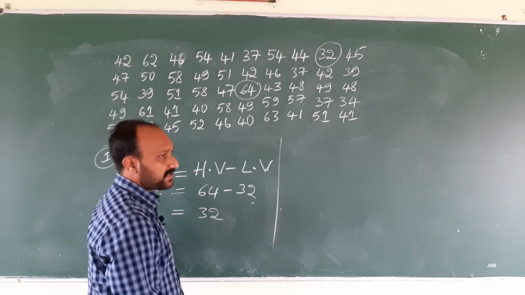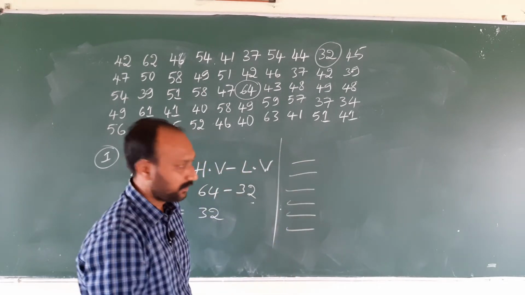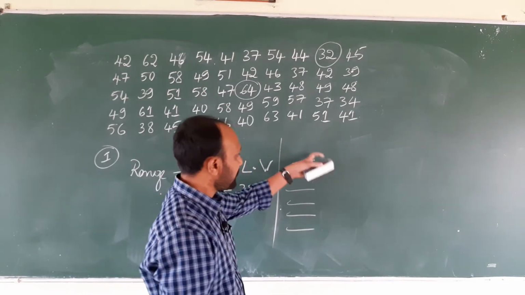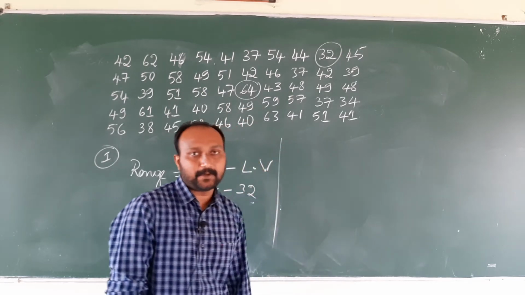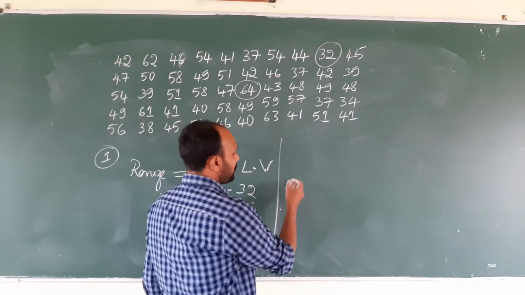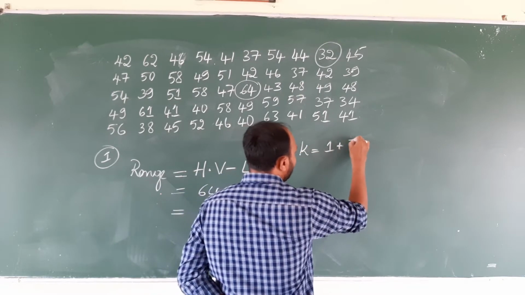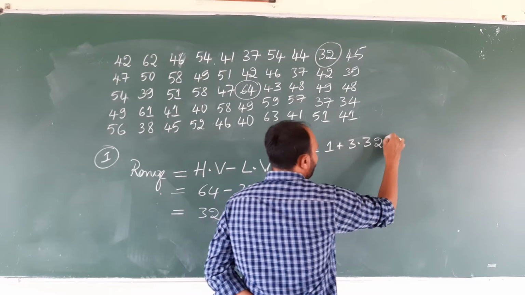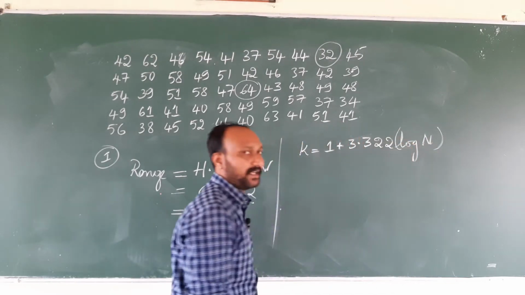Now we need to decide how many classes we need to go with. So how to know how many classes we can consider for this particular data? There is a rule given by Professor Sturges, that is called Sturges' rule. So what is that rule? K is equivalent to 1 plus 3.322 log n. This is the formula.